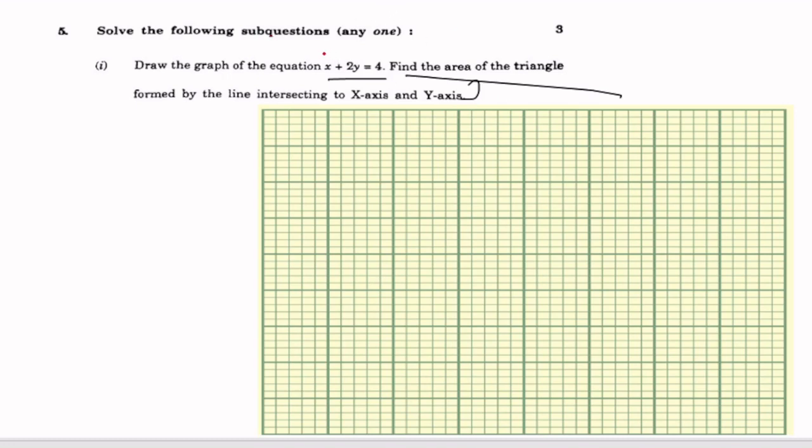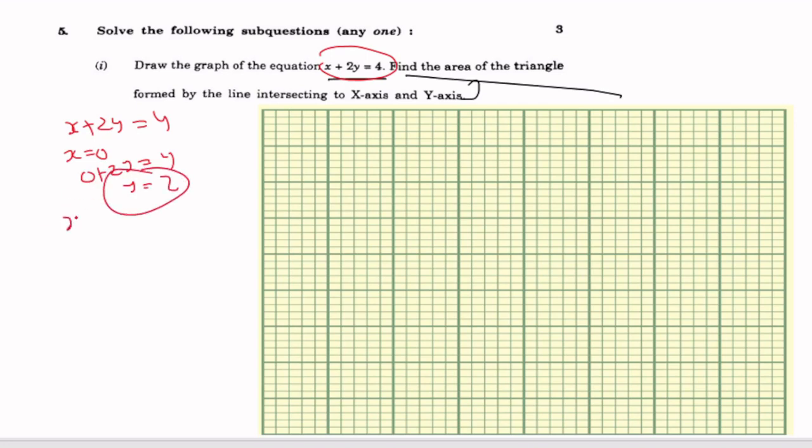And how to proceed with this? You have the equation given, x plus 2y is equal to 4. For that, what you have to do? You have to find the coordinates on the x and y axis so that you can plot them on the graph. It's very easy. Select x equal to 0 and substitute, you'll get the y value. So 0 plus 2y is equal to 4, so y is equal to 2.